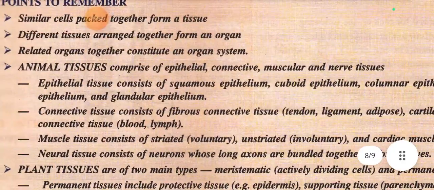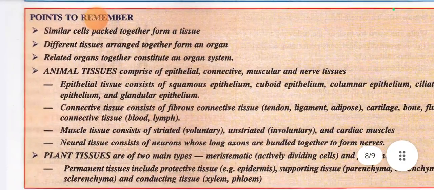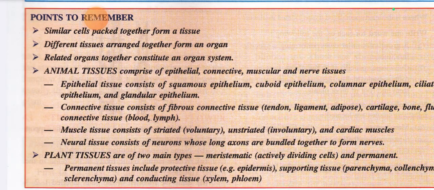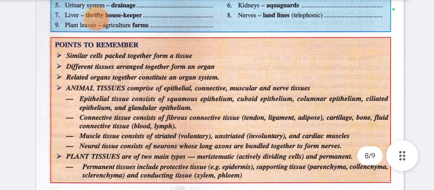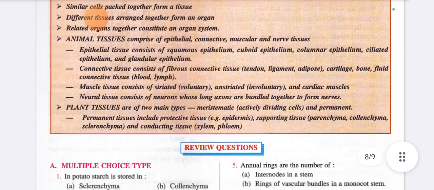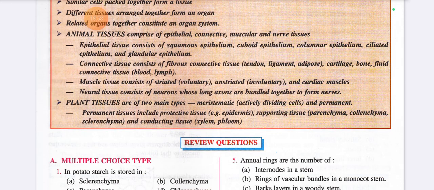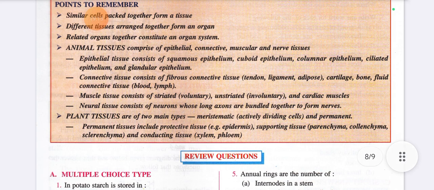Similar cells packed together form tissue. Different tissues arranged together form an organ. Related organs together constitute an organ system. Animal tissue comprises epithelial, connective, muscular and nerve tissue. Epithelial tissue consists of squamous, cuboid, columnar, ciliated and glandular epithelium. Connective tissue consists of fibrous connective tissue, tendon, ligament, adipose, cartilage, bone, and fluid connective tissue, blood and lymph. Muscle cells consist of striated, that is voluntary, involuntary and cardiac muscles. Neural tissue consists of neurons whose long axons are bundled together to form nerve.